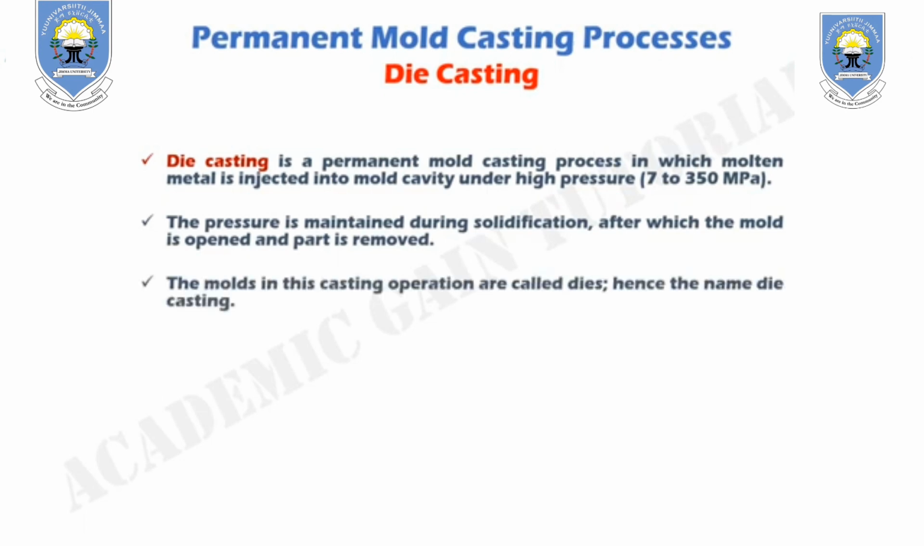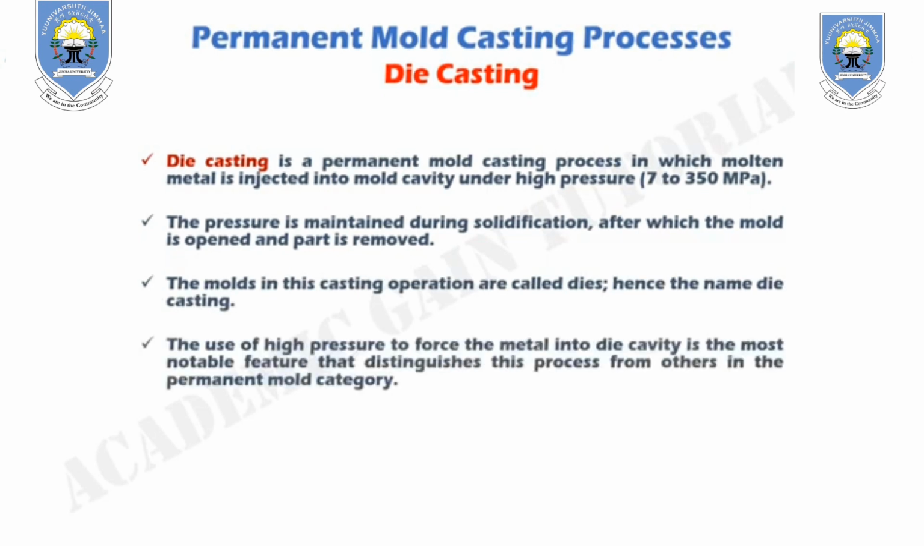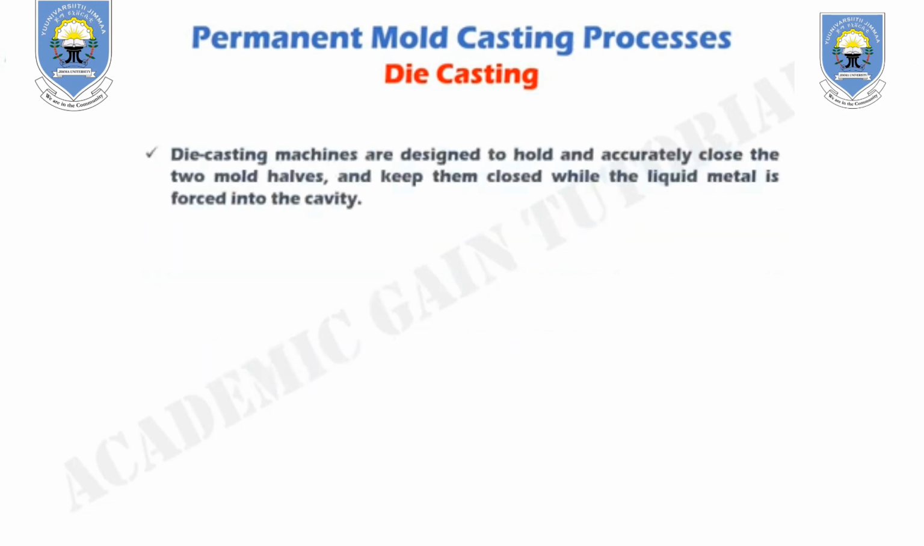The molds in this casting operation are called dies, hence the name die casting. The use of high pressure to force the metal into the die cavity is the most notable feature that distinguishes this process from others in the permanent mold category. Die casting machines are designed to hold and accurately close the two mold halves, and keep them closed while the liquid metal is forced into the cavity.